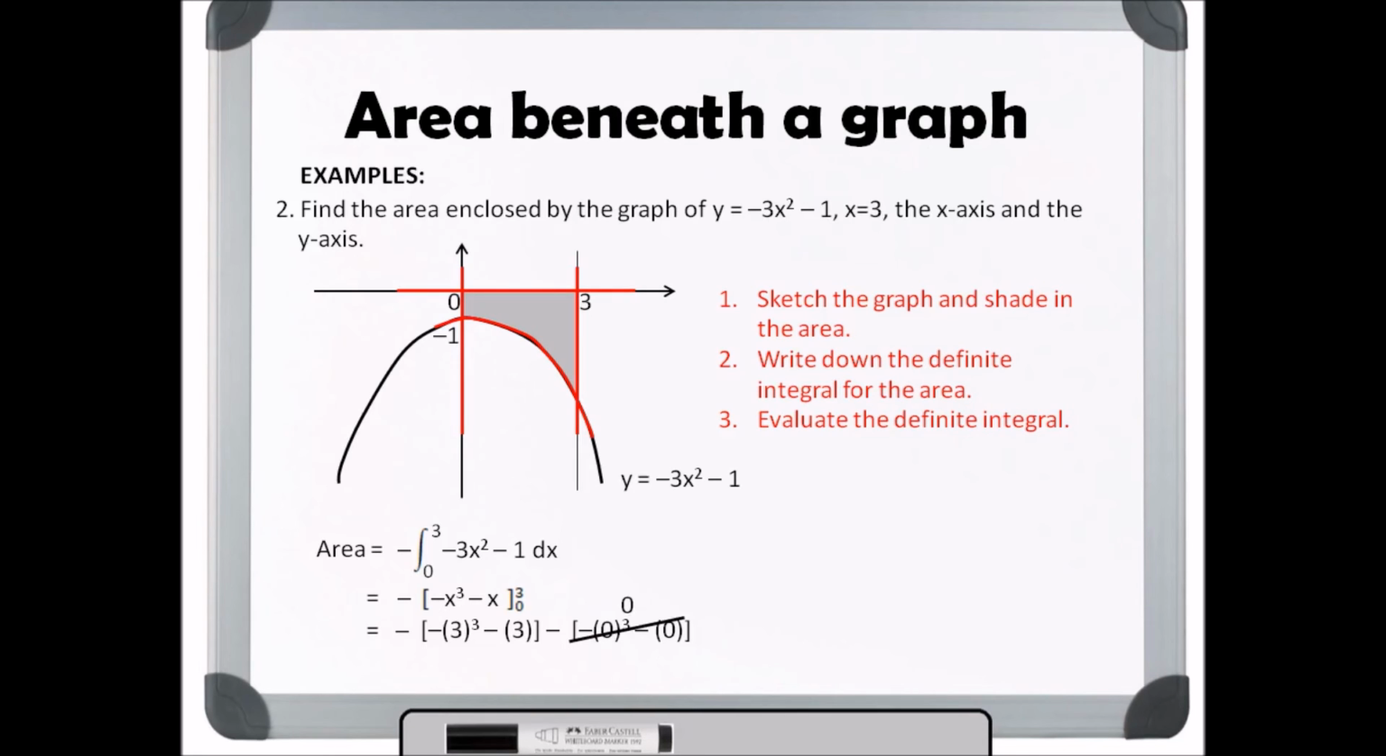The latter would simplify into 0. We can see that negative 3 cubed minus 3 would simplify into negative 30, so that we have an area of 30 units squared. Note that if you forget to include the negative sign in front of the definite integral, you would get an area of negative 30, which doesn't make sense, as you can't have a negative area.